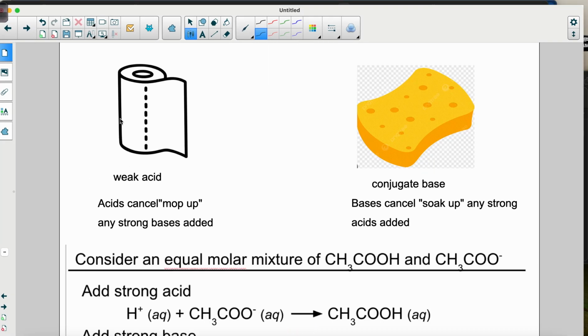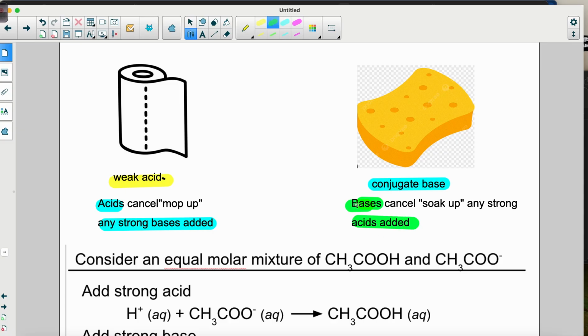Now, why do we need two components? Well, we need a weak acid and we need its conjugate base because it's almost like mopping stuff up in your home. You could use a paper towel to wipe stuff up, or you could use a sponge. We have two components because acids cancel bases. What happens if you add a base? Well, acids will mop up any strong bases added. I said that wrong. Bases will soak up, like a sponge, any strong acids added. So it's like paper towel or sponge.